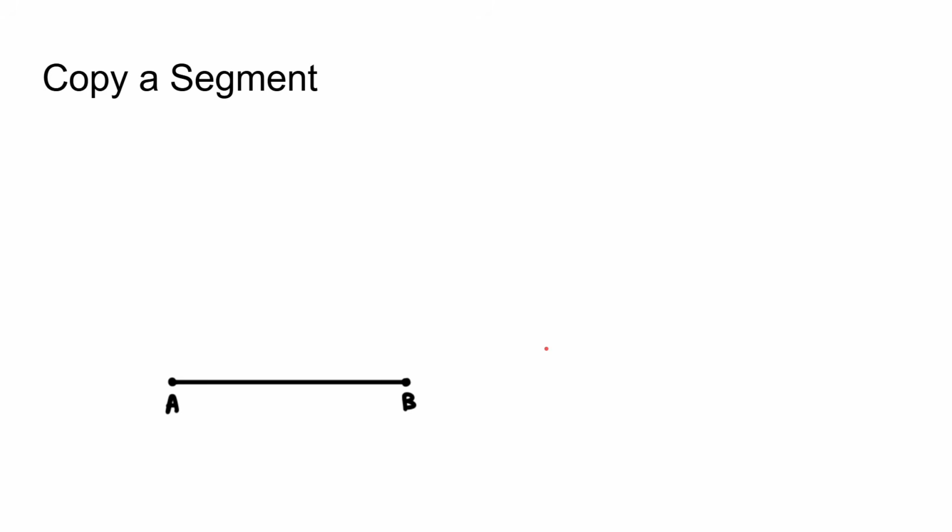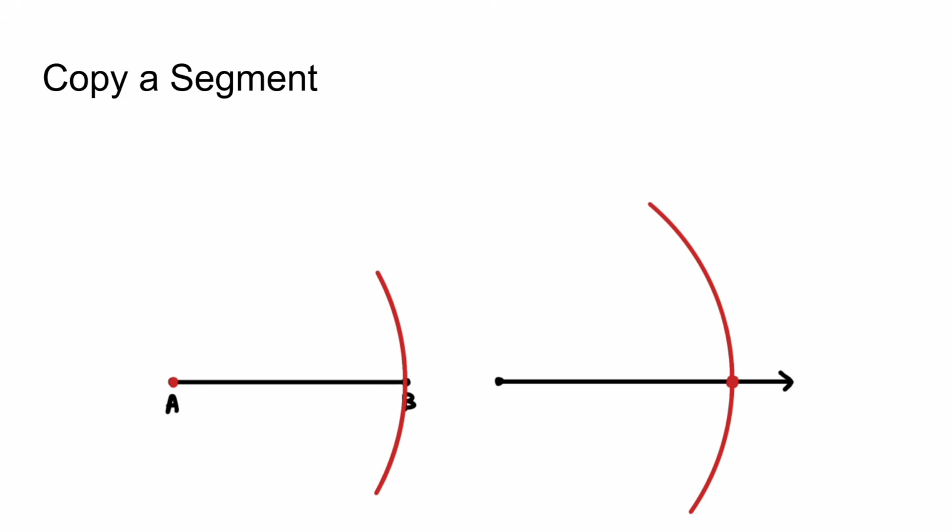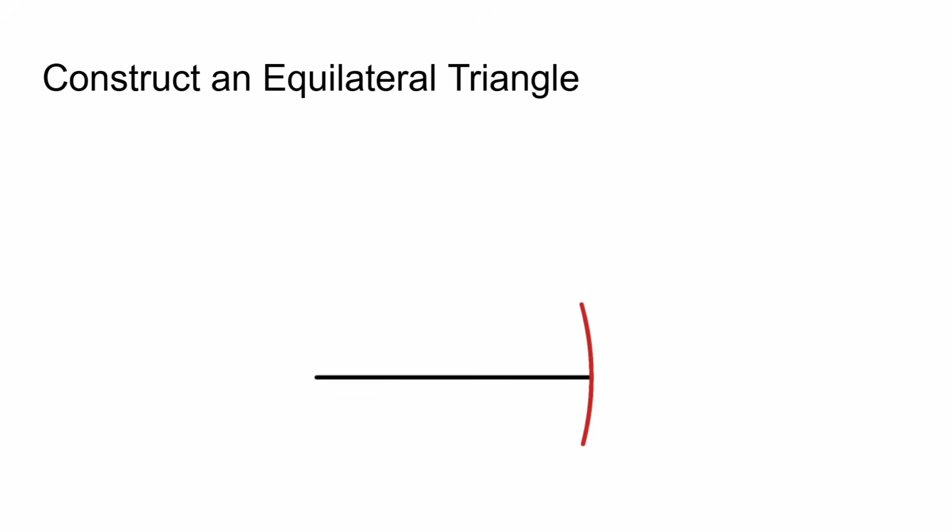And to copy a segment, this is pretty easy. We have your segment right here. We're going to construct a ray using your straight edge. And then we're just going to take the compass and copy over the same distance by not changing how wide you move your compass. Okay, so to construct an equilateral triangle, right here I have a line segment, but you're not always going to be given a line segment, right?